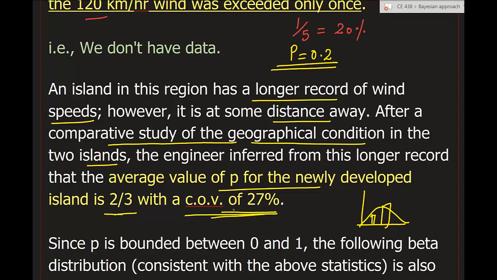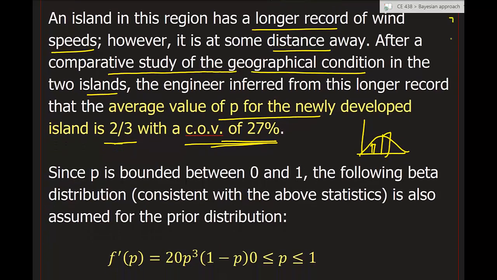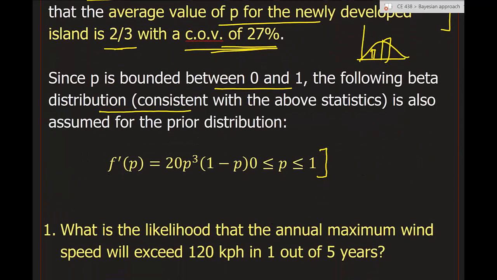So now we can use this idea to fit a distribution. Since P is bounded between 0 and 1, the following beta distribution can be assumed as a prior distribution for the wind speed for newly constructed buildings. So this is the prior distribution, and it has come from another city that is far away from the newly constructed building.